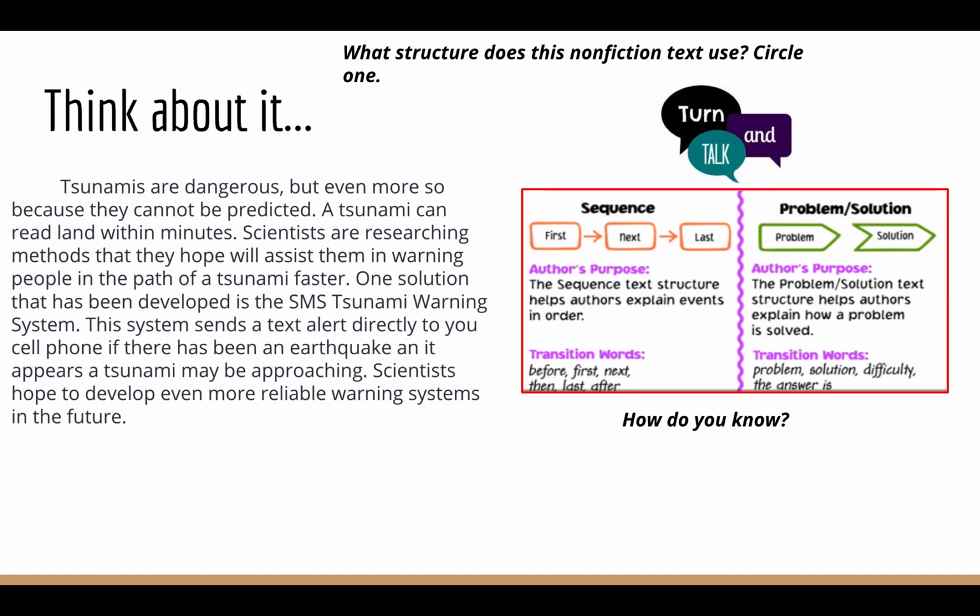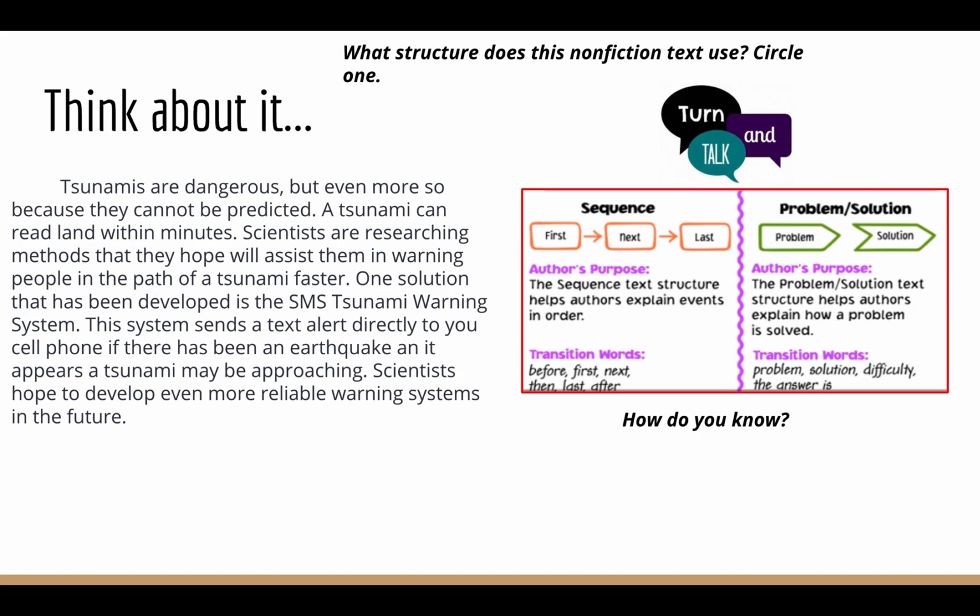Tsunamis are dangerous, but even more so because they cannot be predicted. A tsunami can reach land within minutes. Scientists are researching methods that they hope will assist them in warning people in the path of a tsunami faster. One solution that has been developed is the SMS tsunami warning system. This system sends a text alert directly to your cell phone if there has been an earthquake and it appears that a tsunami may be approaching. Scientists hope to develop even more reliable warning systems in the future.